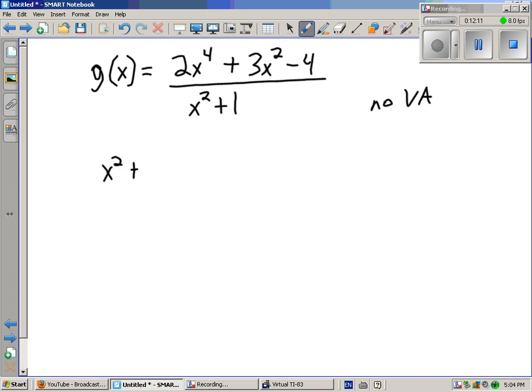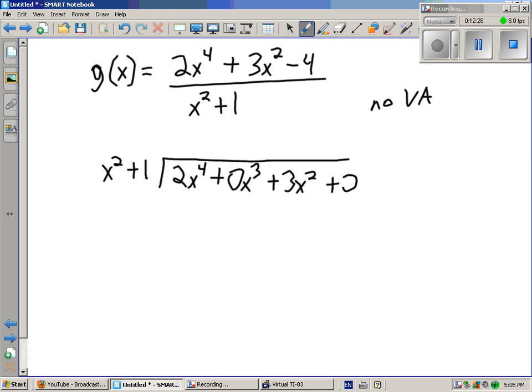x squared plus 1 going into 2x to the 4th. We need a placeholder for the cube, so plus 0x cubed, plus 3x squared. We need a placeholder for the x, so plus 0x, and then minus 4. All right, divide this in. We get 2x squared up here. Multiply it out, we get 2x to the 4th plus 2x squared.